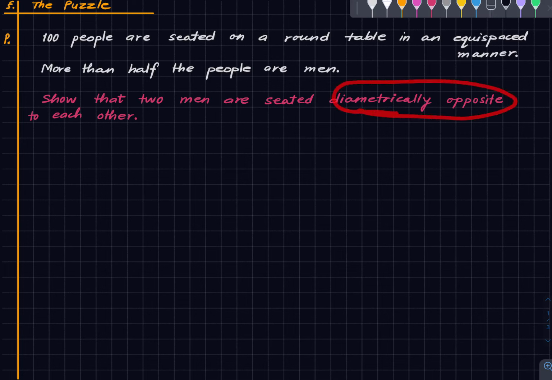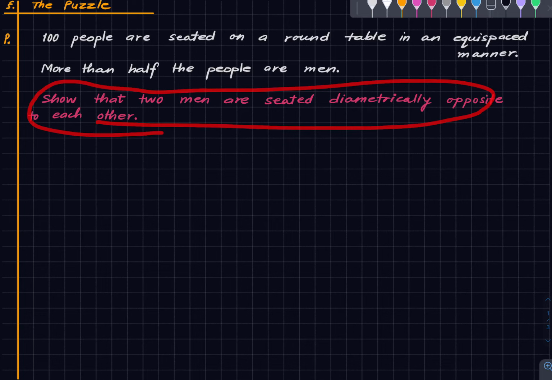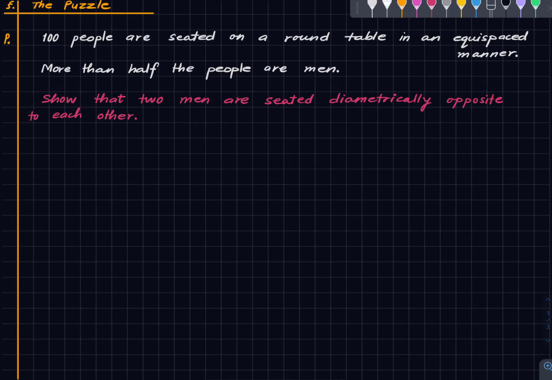Show that two men are seated diametrically opposite to each other. So it is necessary that two men will be seated diametrically opposite under the condition that more than half the people are men.